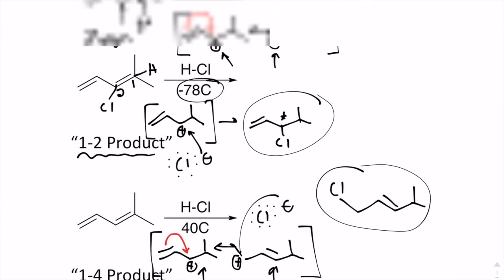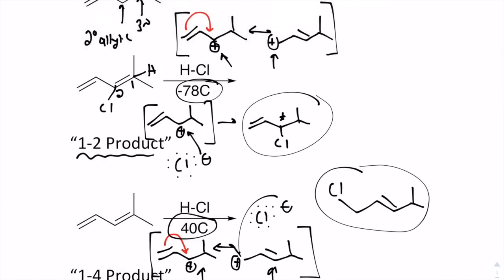So now this notion of temperature. Basically the reason that we are dealing with temperature is it's all about energy. So when I have 40 degrees Celsius, I have more energy in my system, so I have more energy to do that extra resonance step. That's how I think about it. At negative 78 degrees Celsius, I don't have enough energy to show that resonating step, so we're just going to form that chloride at that immediate carbocation that we form. And that's pretty much it.